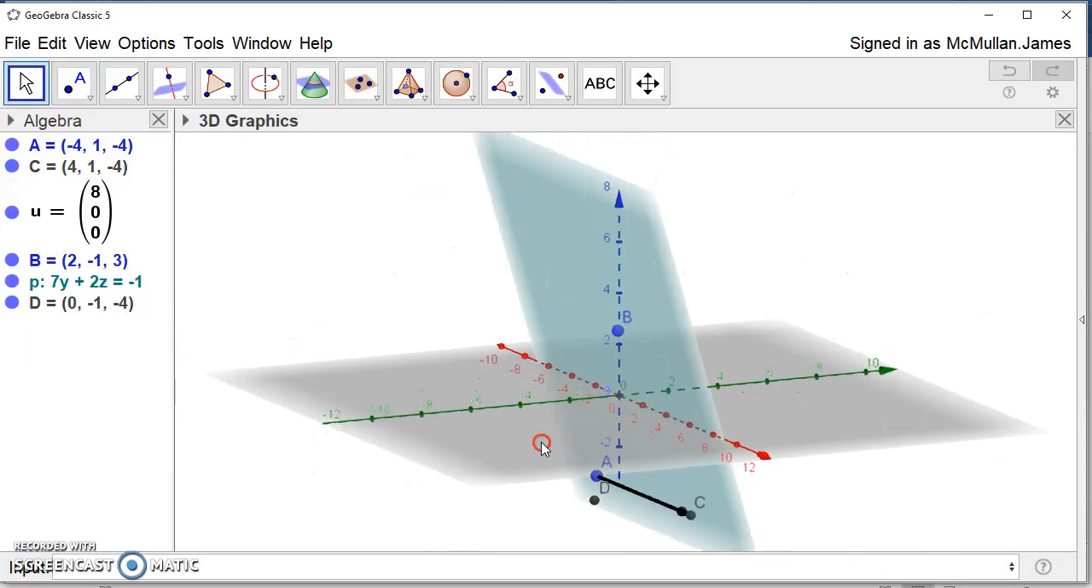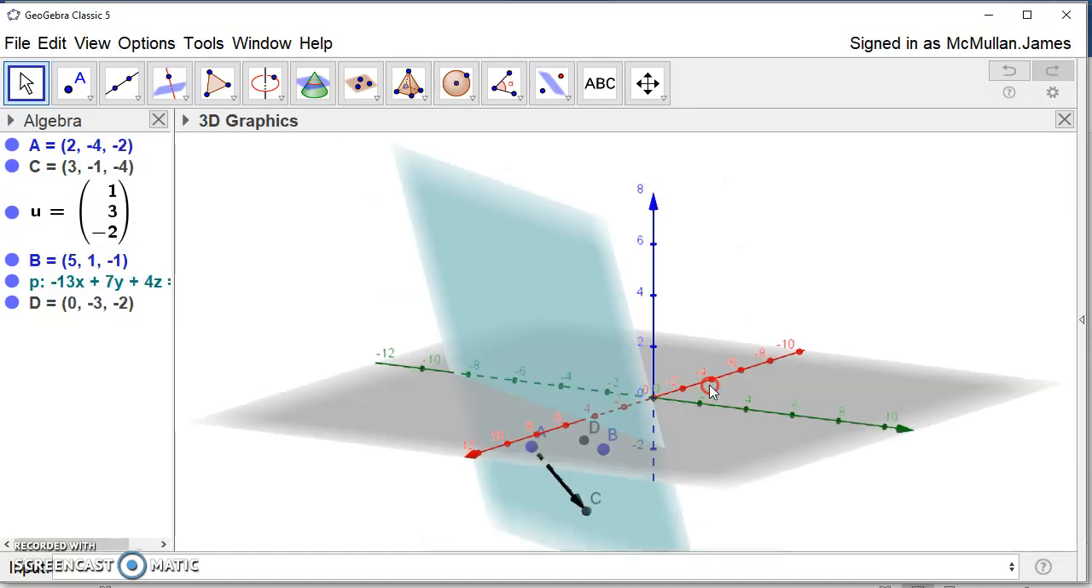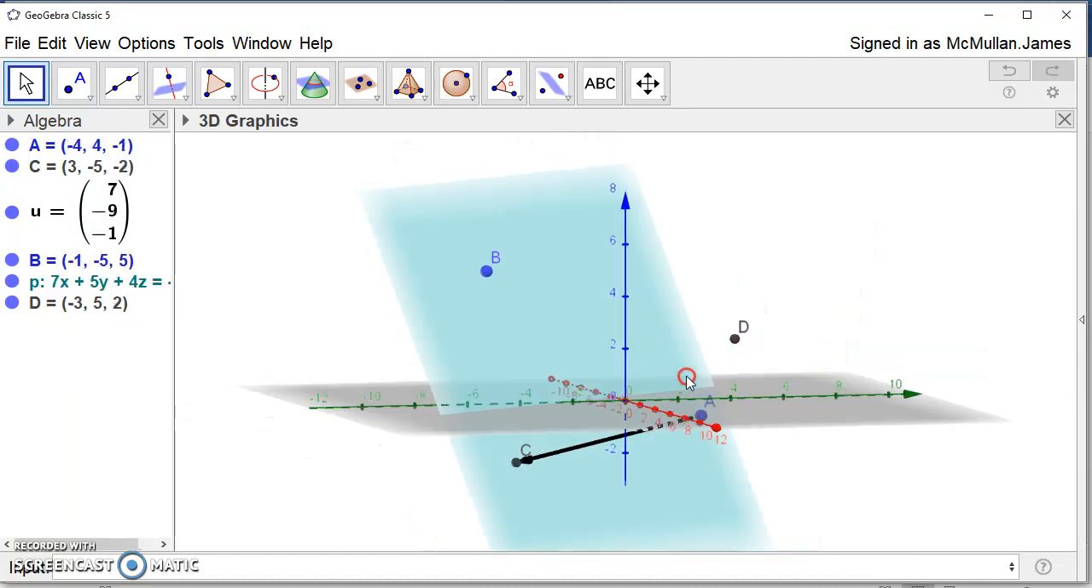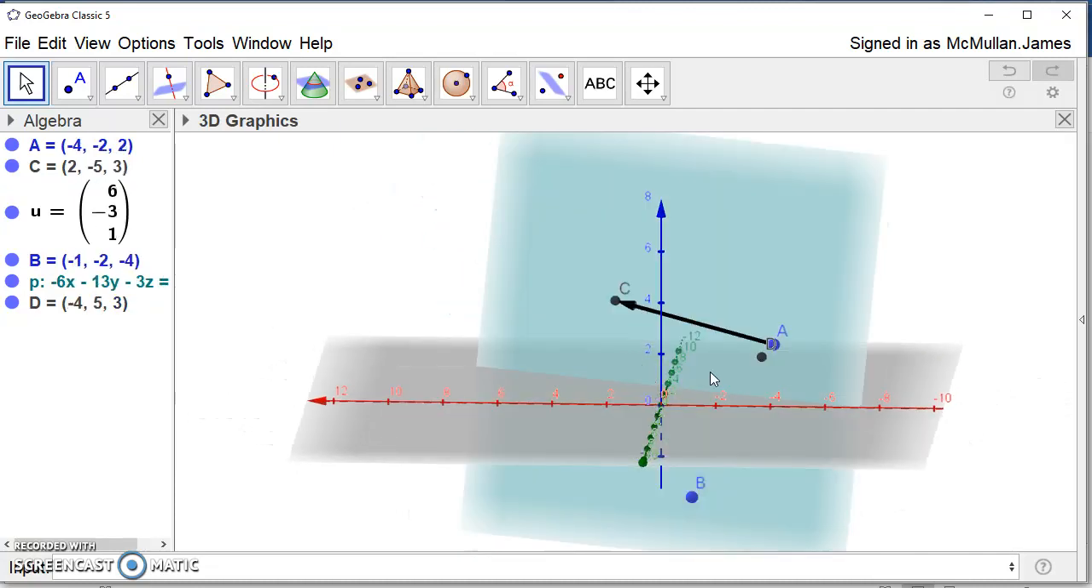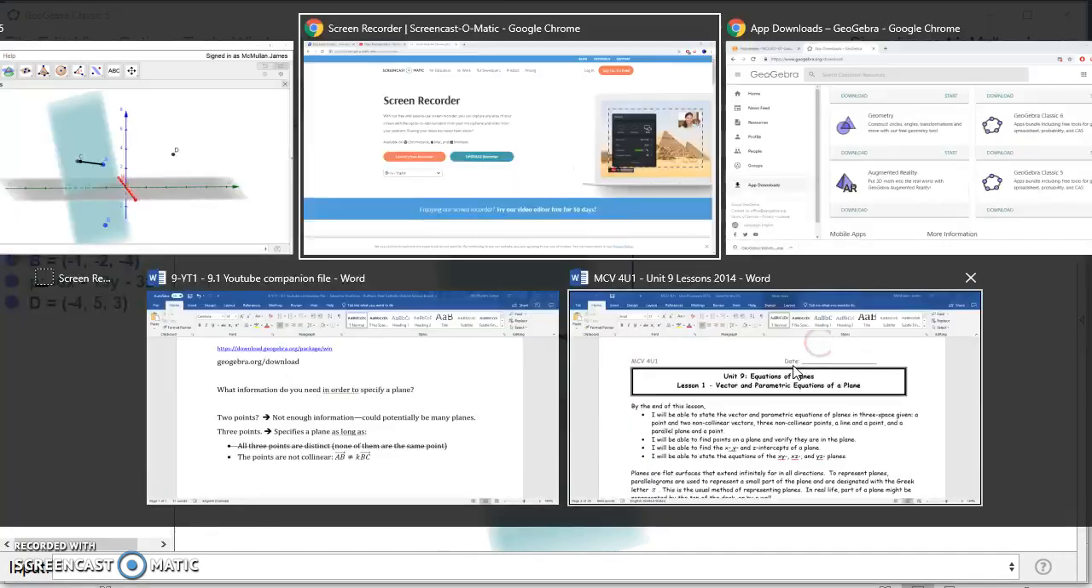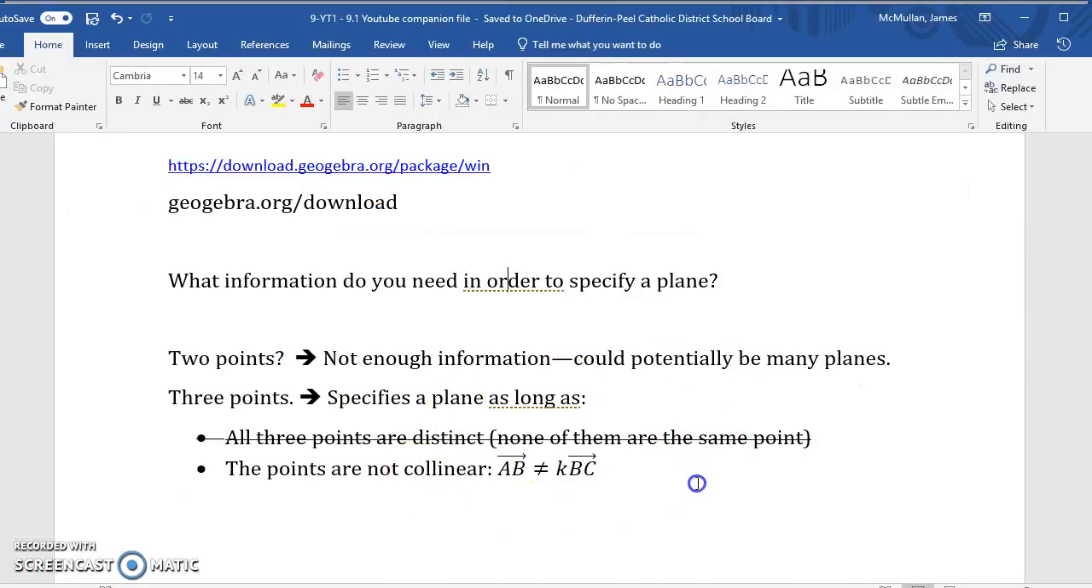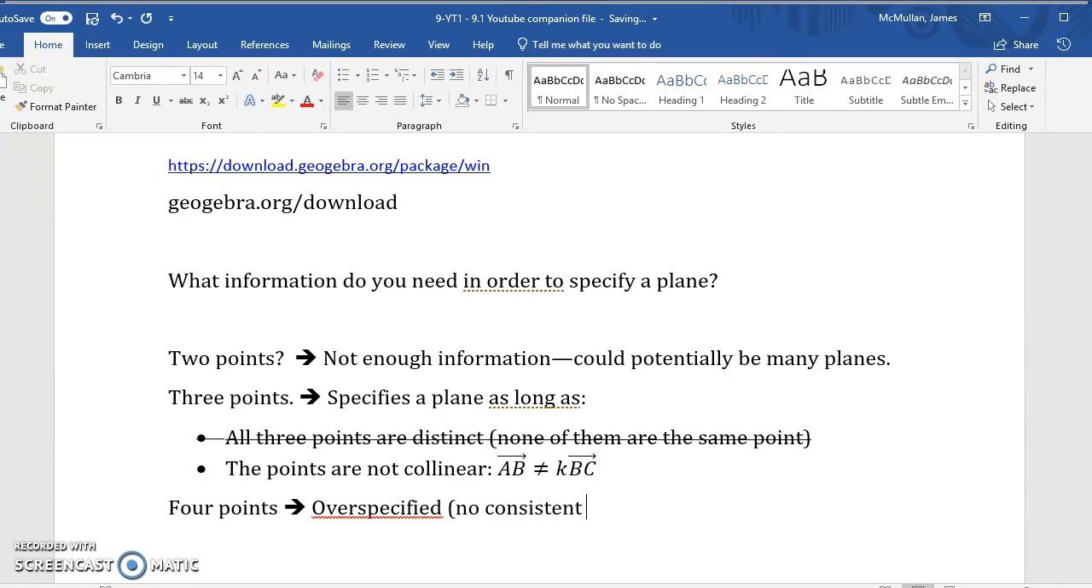I was saying you can rotate this or make a random plane many times, and you're not expecting D to be contained on that plane. So what we're going to say about 4 points of information is that 4 points are overspecified. There's no consistent way to make a plane out of 4 points.